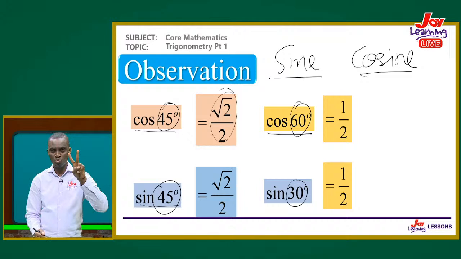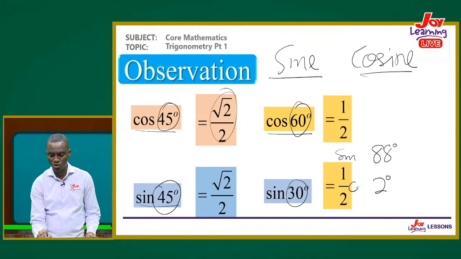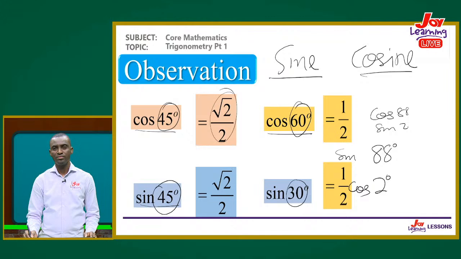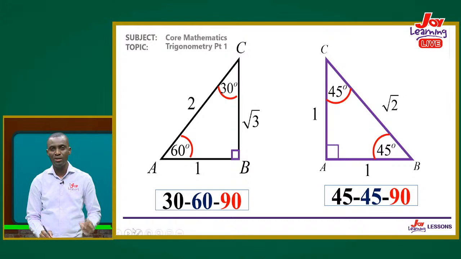When we pick two angles and they sum up to 90, like 88 degrees and 2 degrees, take sine of 88 and cos of 2. They should give you the same value. Or take cos of 88 and sine of 2. They'll give you the same value. So anytime you have two angles and they add up to 90, the cos of one should be equal to the sine of the other. Very important observation. You should be able to understand it and keep it, because it will help you solve some questions that will come your way.